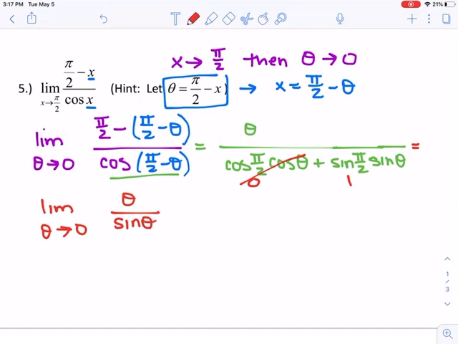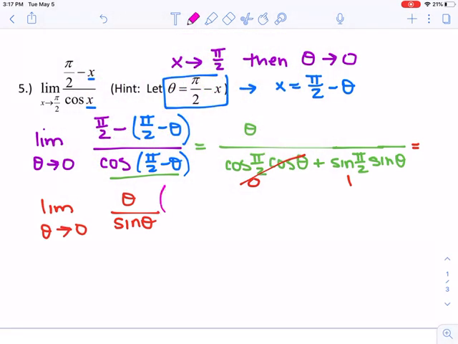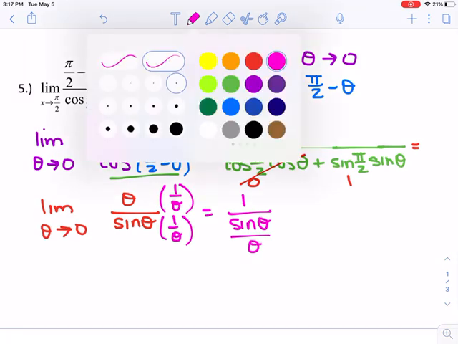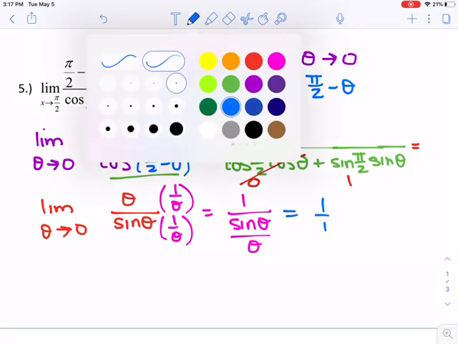So then, if I go ahead and multiply top and bottom by 1 over theta, in the numerator I get 1 over the sine of theta over theta, and my denominator is going to approach 1. So I'm going to be left with 1 over 1, which is equal to 1.